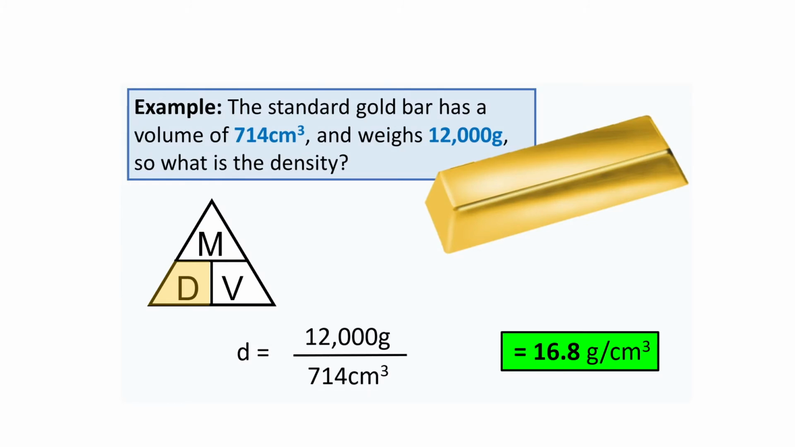If we look at this example, it says here the standard gold bar has a volume of 714 centimeters cubed. That's our volume. It says it weighs 12,000 grams. That is our mass. So what is the density? Well, if we cover D in our formula triangle, we need to take our mass of 12,000 and divide it by a volume of 714. If we do that, we should end up with 16.8 grams per centimeter cubed.